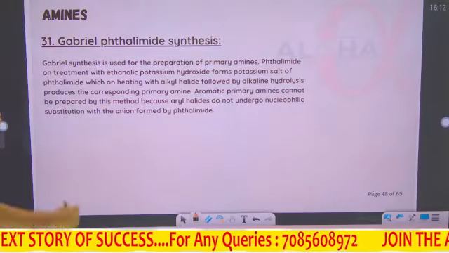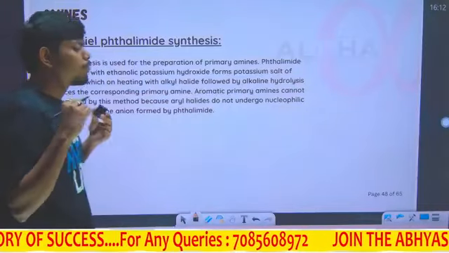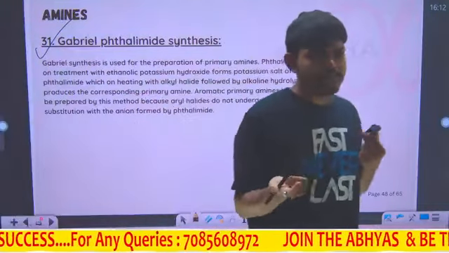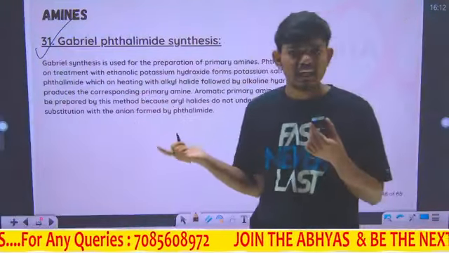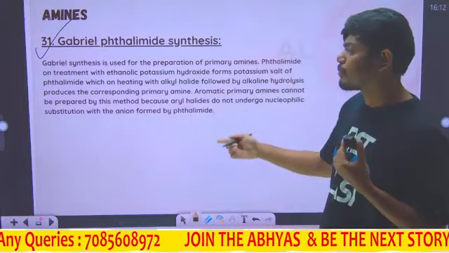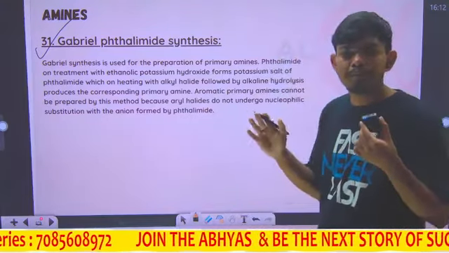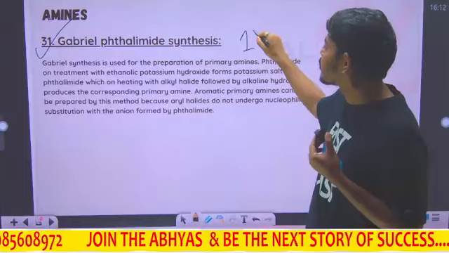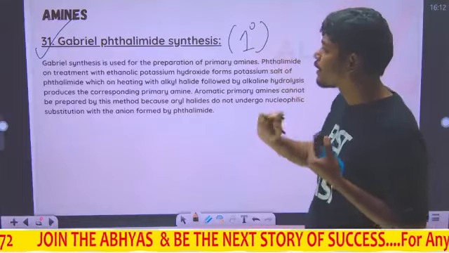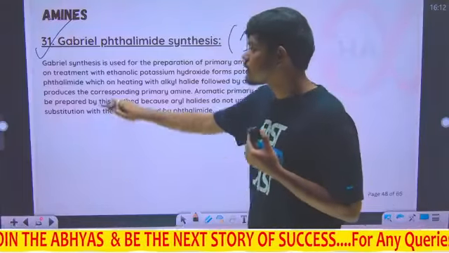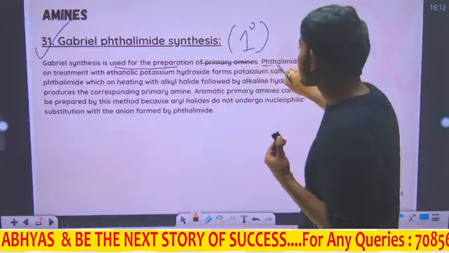Moving on, Gabriel phthalimide synthesis. See, what we want to do, we want to prepare amines, amines attached to alkyl groups. So in Gabriel phthalimide synthesis, we can only prepare 1 degree amine. Remember, 1 degree amine. What is Gabriel phthalimide synthesis? It is used for preparation of primary amine.